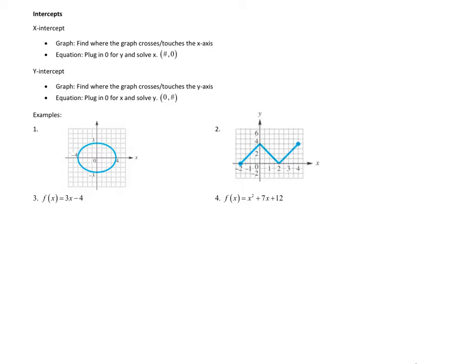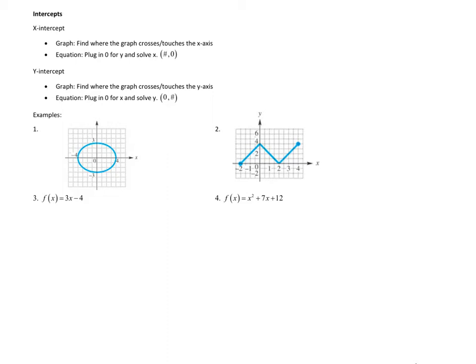So let's look at some examples here. We're going to start off nice and easy with our graphs. Looking at the first graph, hopefully we remember that this would only be a relation. This first graph is actually not a function. It's a relation because it would fail the vertical line test. But I can still find intercepts from a relation.